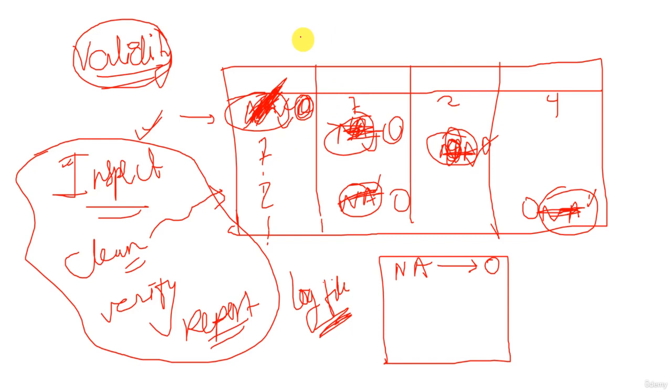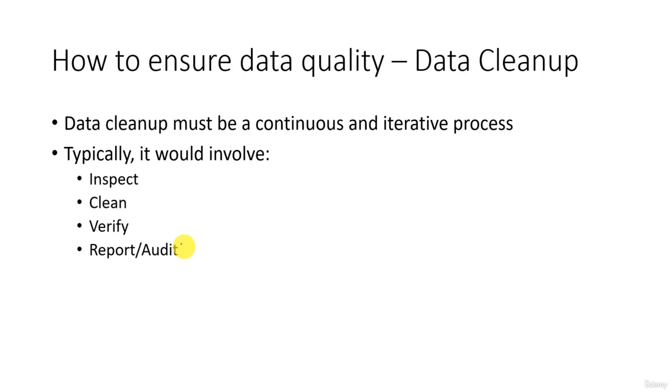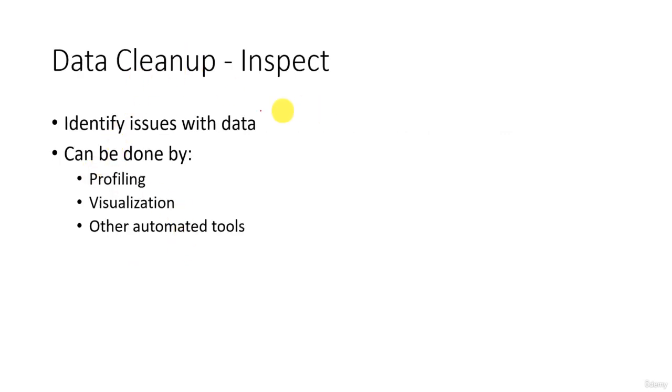The criteria will be defined by the business. Business needs might be different. In one company the data cleanup process might be different, and in another company it might be different. It is completely based on the situation and the business's need. This is the process that we have just discussed here. First we inspect, then clean, then verify, then report what changes we made to our data. The first step is to inspect, and that is what we are going to discuss in the next video.